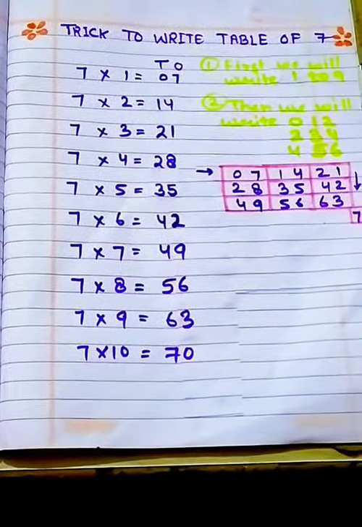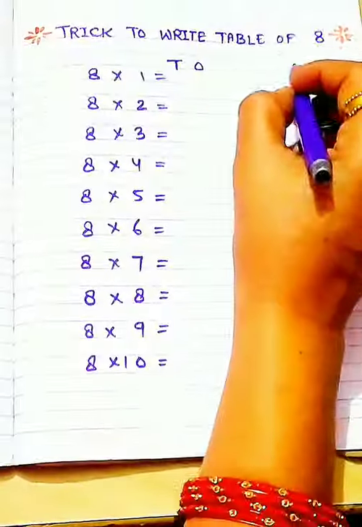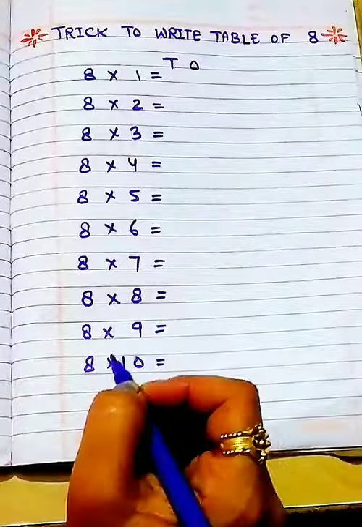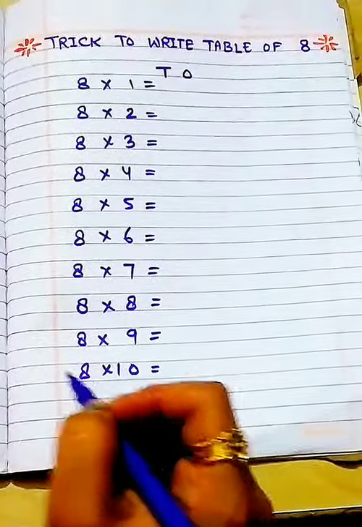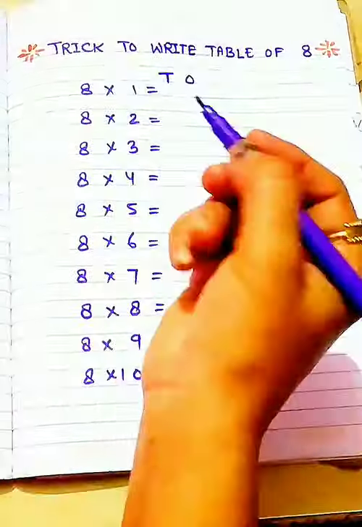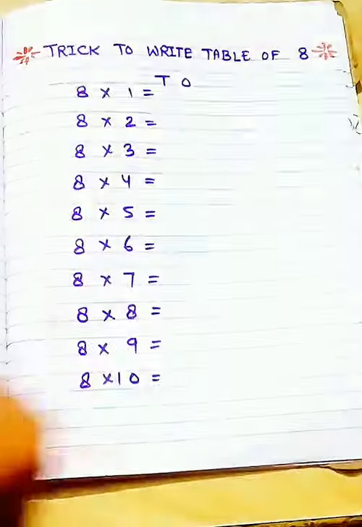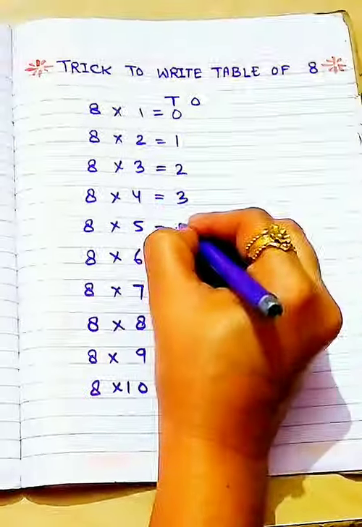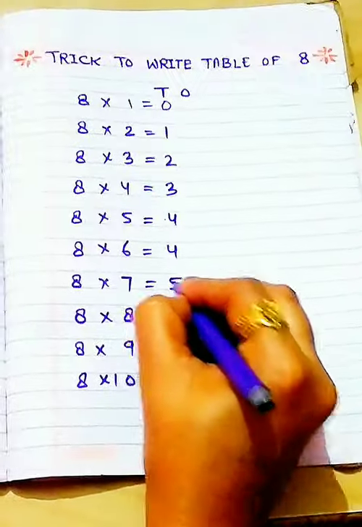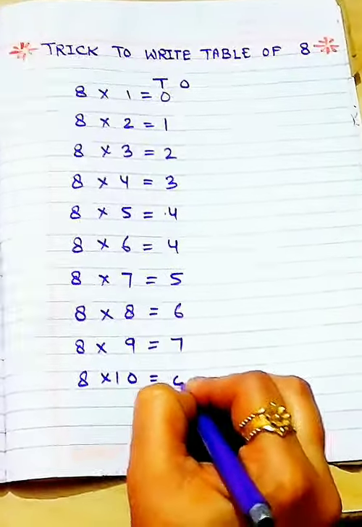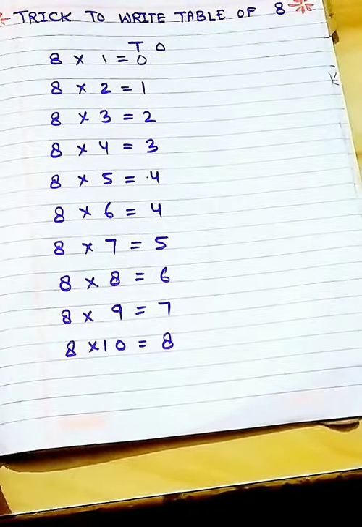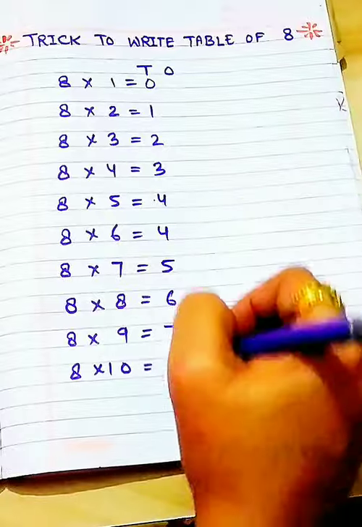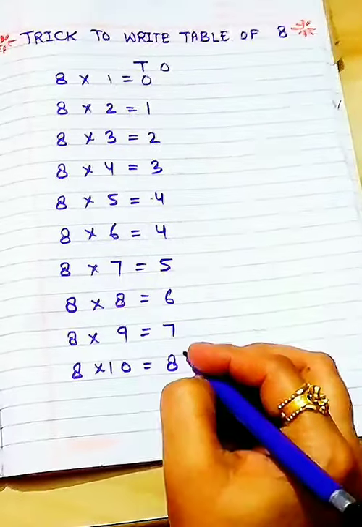Now table is ready. Trick to write table of 8. First we will write 0 to 8 from top to bottom. But remember we have to write 4 2 times. Then we will write 0 to 8 even number from bottom to top 2 times.